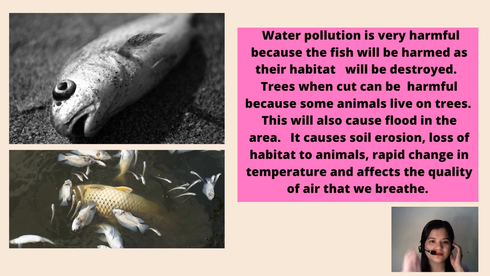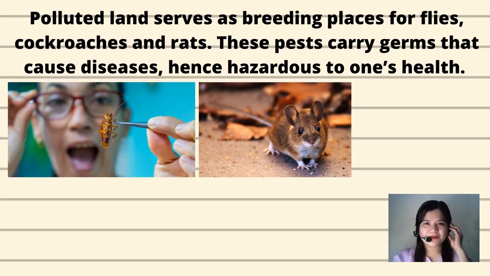Trees, when cut, can be harmful because some animals live on trees. This will also cause flood in the area. It causes soil erosion, loss of habitat to animals, rapid change in temperature, and affects the quality of air that we breathe. Polluted land serves as breeding places for flies, cockroaches, and rats. These pests carry germs that cause diseases, hence hazardous to one's health.